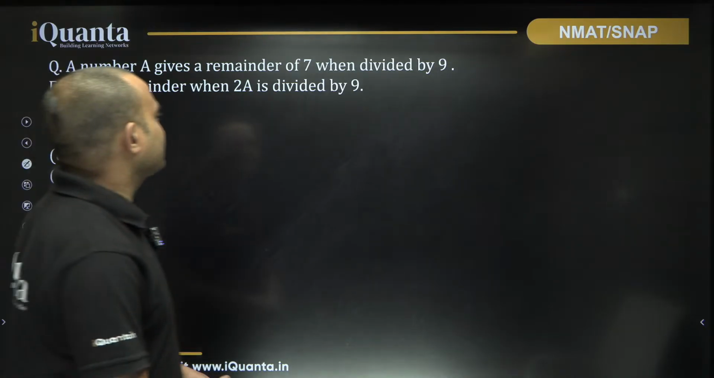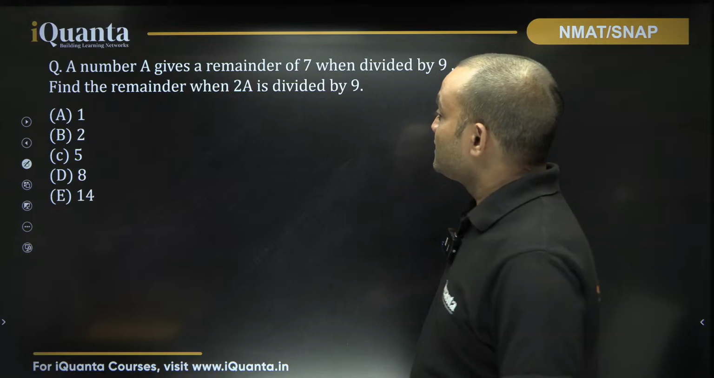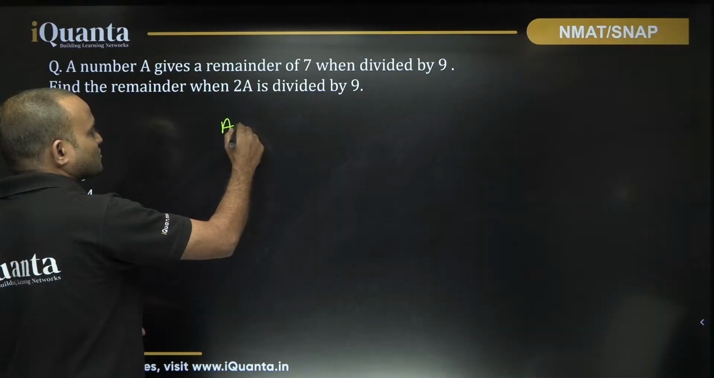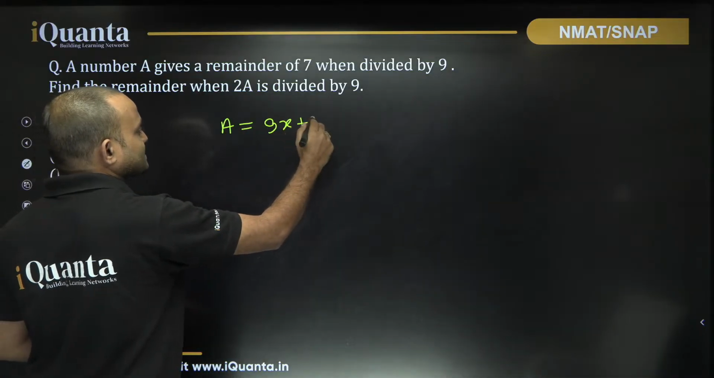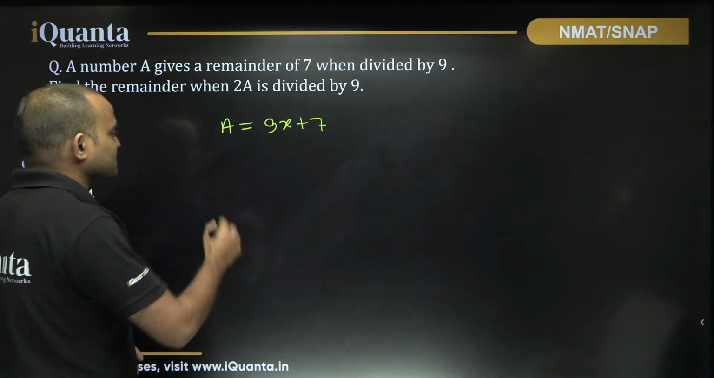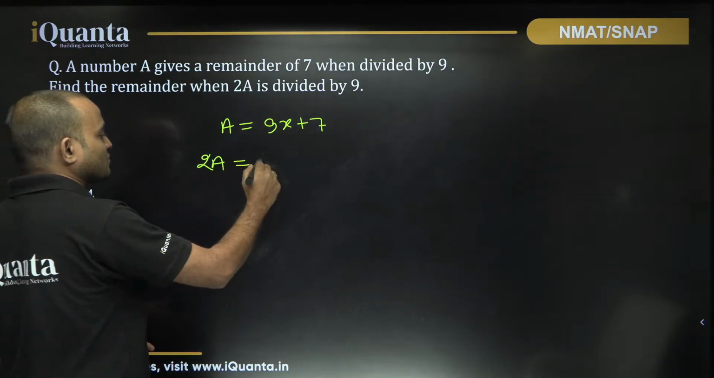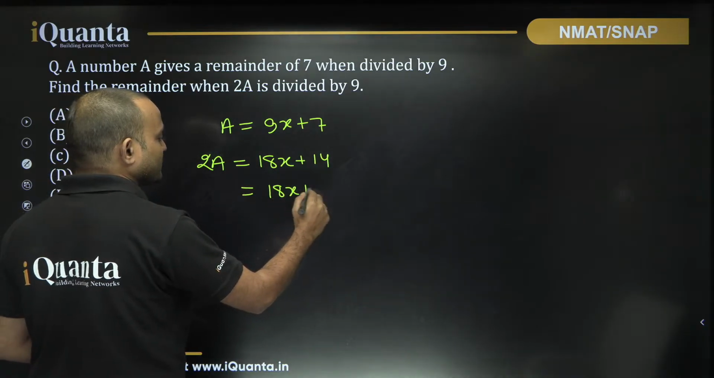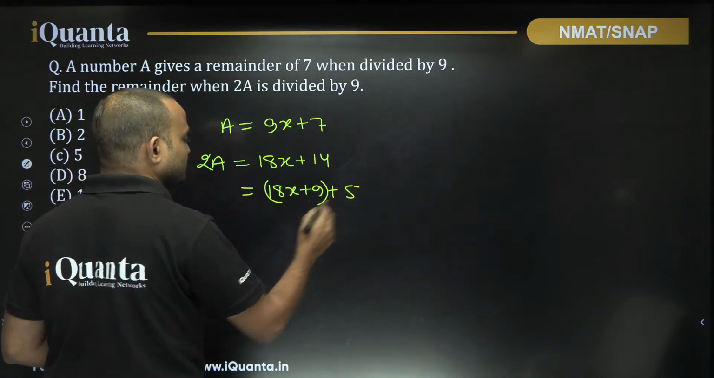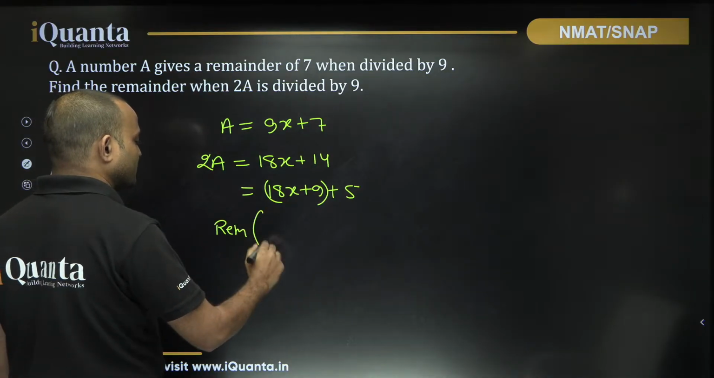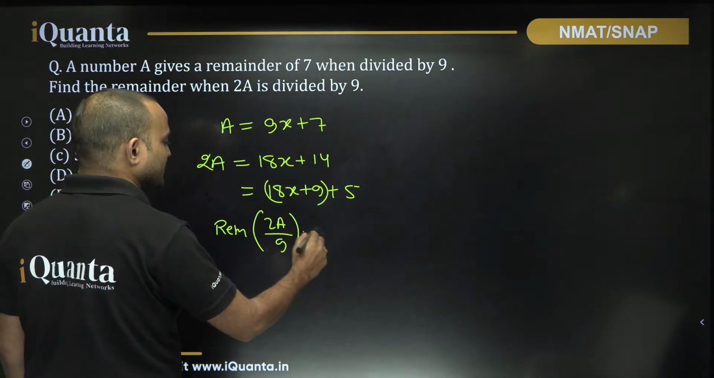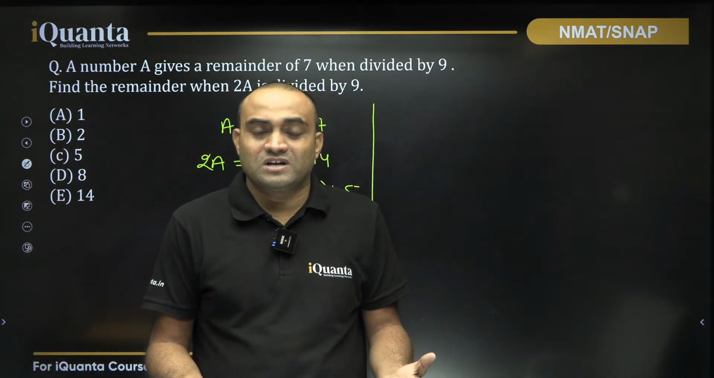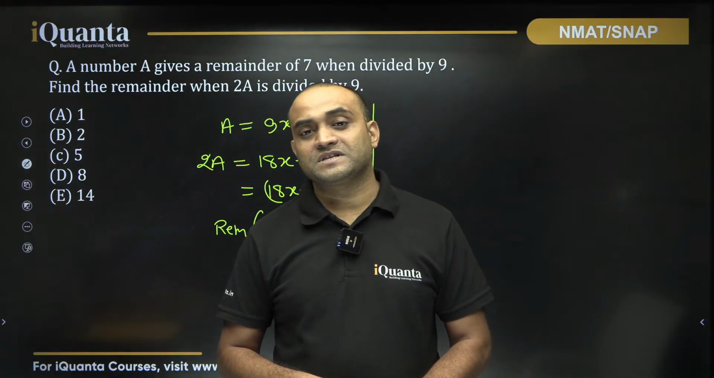A number A gives a remainder of 7 when divided by 9. Find the remainder when 2A is divided by 9. So it's given that A is equal to 9x plus 7, right? A is equal to 9x plus 7. What will be 2A? 2A will be equal to 18x plus 14, or we can write it as 18x plus 9 plus 5. So what will be the remainder when 2A is divided by 9? It will be equal to 5. And if you don't want to write this, you can assume any smaller number which gives us a remainder of 7 when divided by 9.